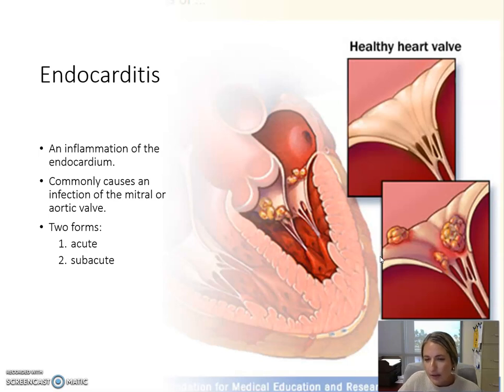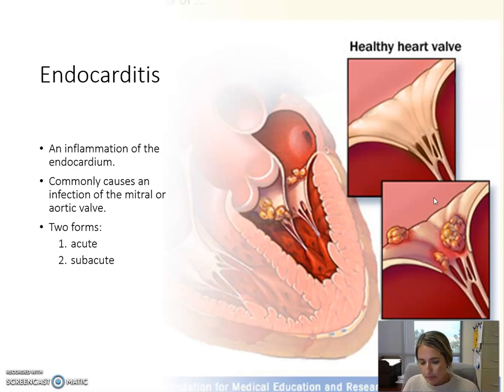Another thing that can happen is these large clumps of bacteria growing on the heart valve can break off, and that can cause a blockage within a blood vessel at some other location within the body. So for example, like a pulmonary embolism. So it can be quite a dangerous situation.